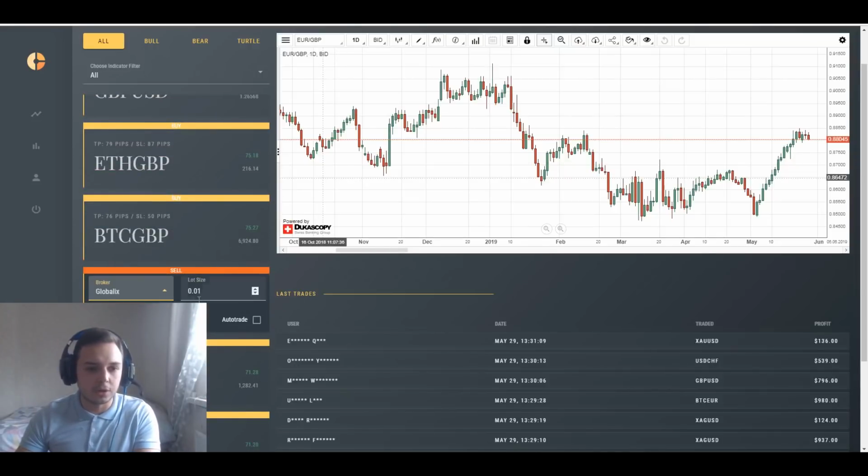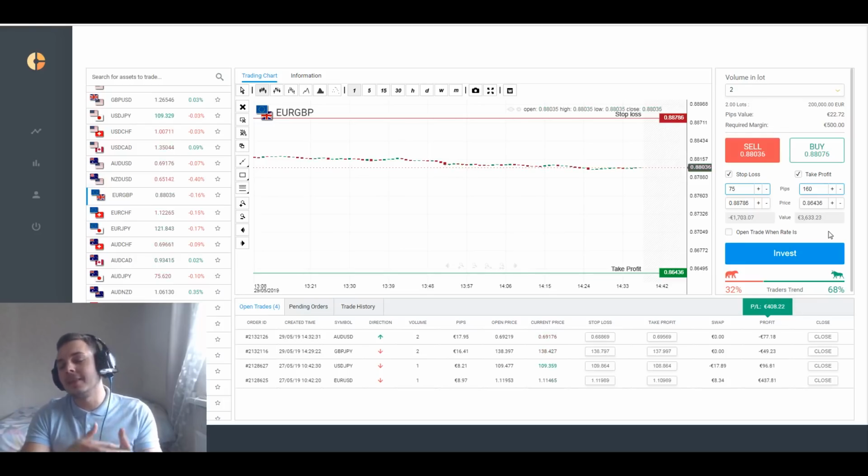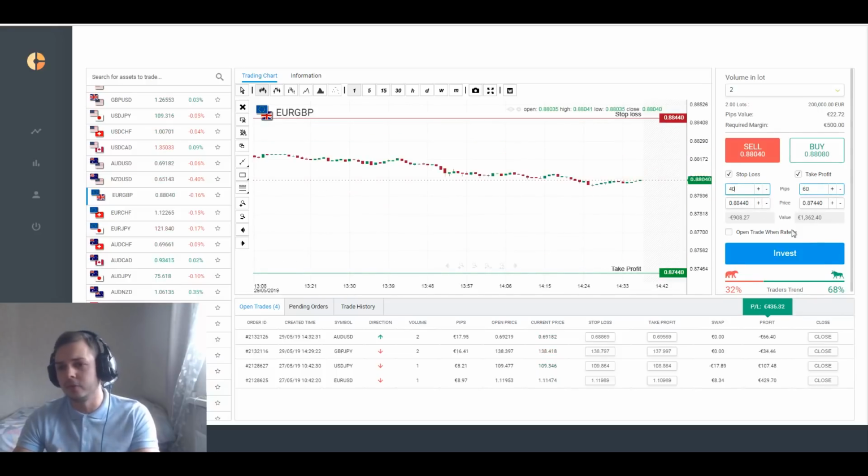Let's place that trade. GlobalX, let's do 2 lot size as well, and then let's just go and click trade. There we go. Please wait. So everything's already set up as always, but I'm going to change the take profit and stop loss levels, because 160 take profit will take a long time and I don't want to be in the trade for so long. So definitely I'll cut that in half at least. I'll do 60 take profit and let's do 40 stop loss.